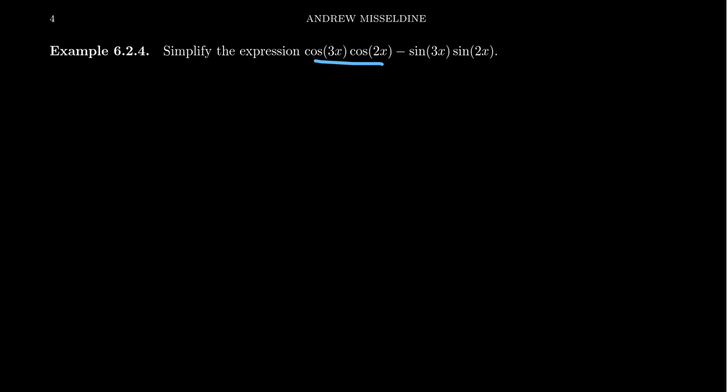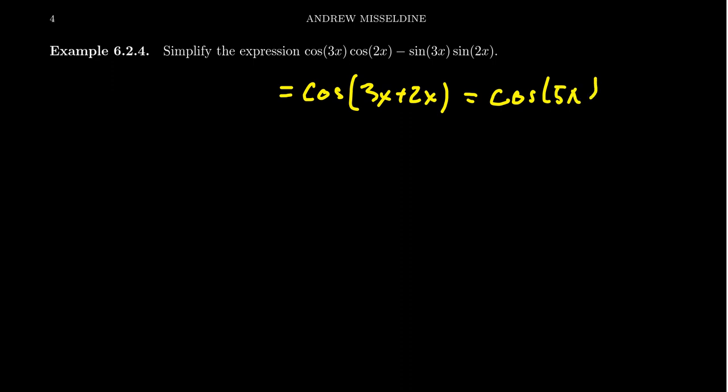You have cosine of 3x times cosine of 2x minus sine of 3x times sine of 2x. Can we simplify this expression? Well, notice you have a double cosine minus a double sine. That sounds like the angle sum identity for cosine. This is just the same thing as cosine of 3x plus 2x, which then simplifies to be cosine of 5x, for which we could then graph such a thing.